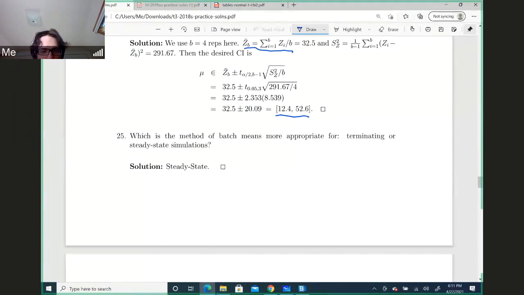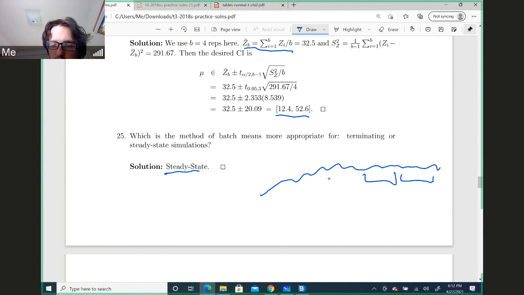Question 25. Is the method of batch means more appropriate for terminating or steady state simulations? And this is just obviously steady state. That's sort of one of the requirements. And that makes sense, right? Because in the batch means method, what you're doing is you have some simulation that is producing some data over time. And then what you do is you split it up into batches. So, you have this be a batch, this be a batch, this be a batch, this be a batch.